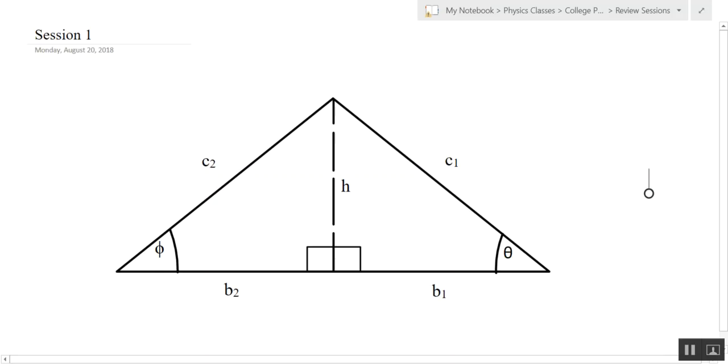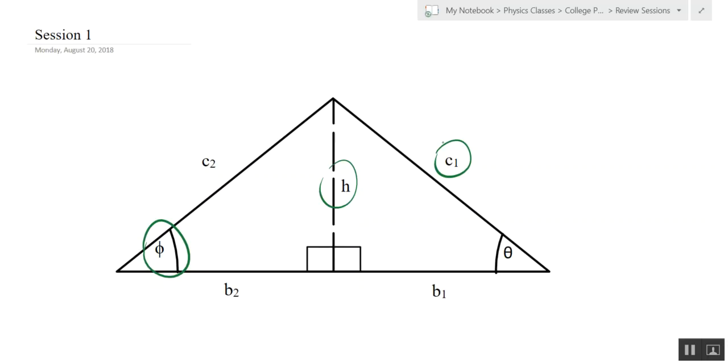I'll circle the things that are given, so you know. The things in green are given. You're given the height of the triangle, h, and you're given this, which I called C in the original picture, but I call it C1 here because there are two C's, C being the hypotenuse. There's a hypotenuse of one triangle and the hypotenuse of the other triangle. But what was given was just this hypotenuse, the one on the right, h, and the angle over here. You weren't given this angle or anything else related to the triangle. So b1, b2, c2, theta are not given.